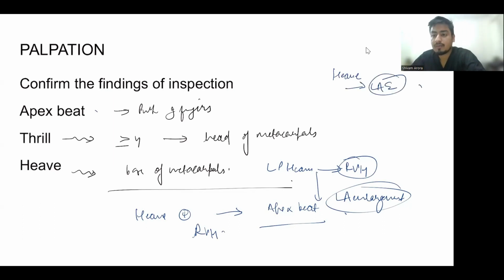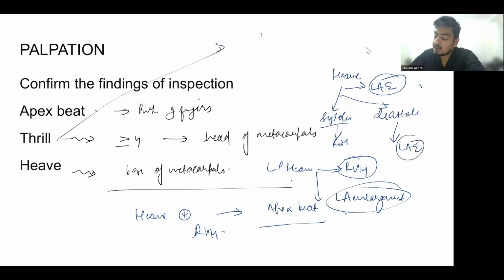We can also check for pulses, and we can see that if heave is present in systole, then it is because of RVH. If it is present in diastole, then it is because of LA enlargement. Similarly, for thrill, we'll look if thrill is systolic thrill or a diastolic thrill with the help of pulses.